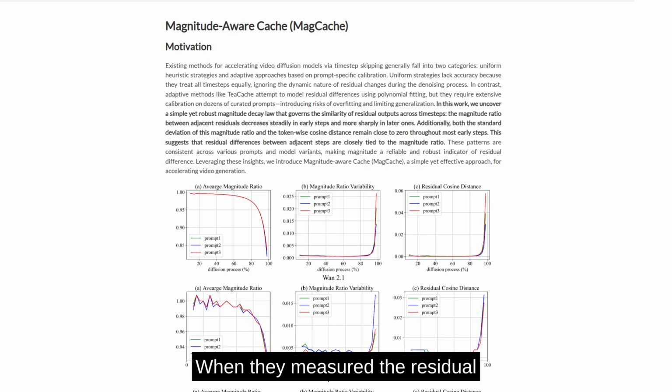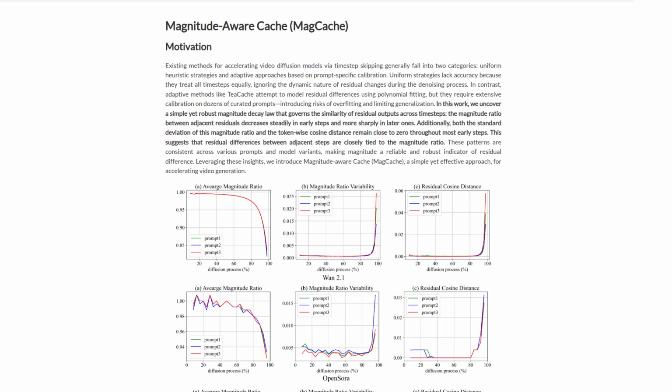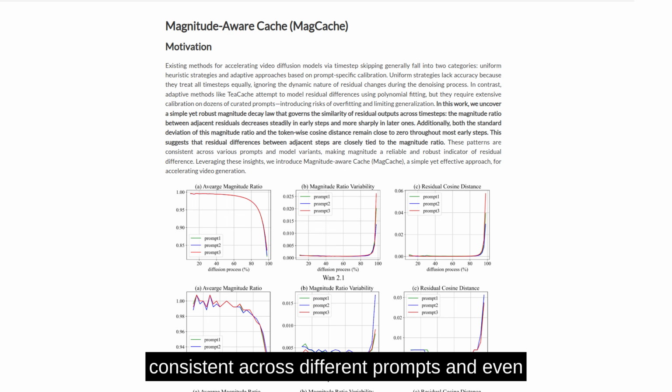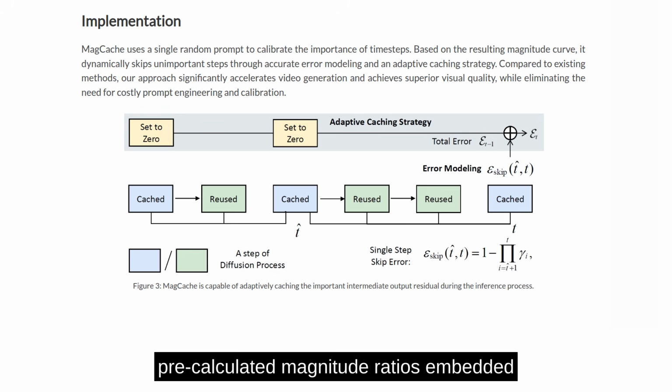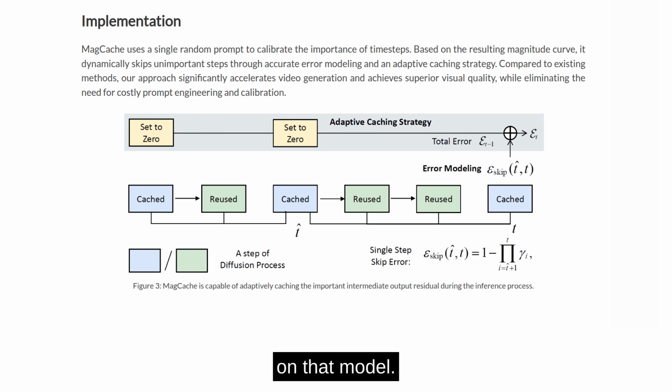The MagCache researchers discovered a unified magnitude law. When they measured the residual output at each denoising step, they found the magnitude ratio between consecutive steps follow a universal pattern. It decreases slowly and smoothly for about 80% of the journey, then drops rapidly in the final steps. This pattern is remarkably consistent across different prompts and even different models. Instead of complex calibration, MagCache uses pre-calculated magnitude ratios embedded directly in the code. One pattern works for all prompts on that model.